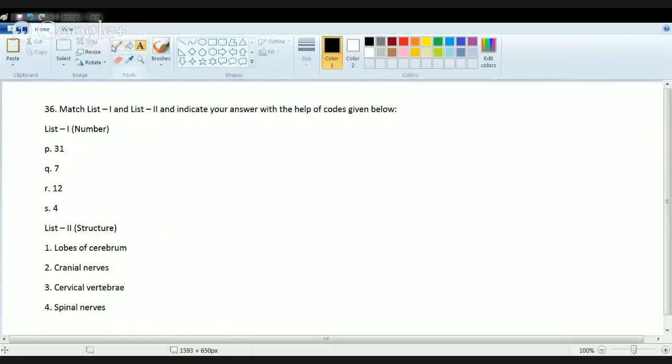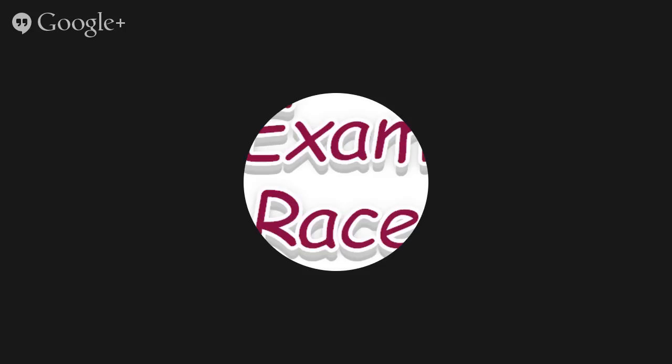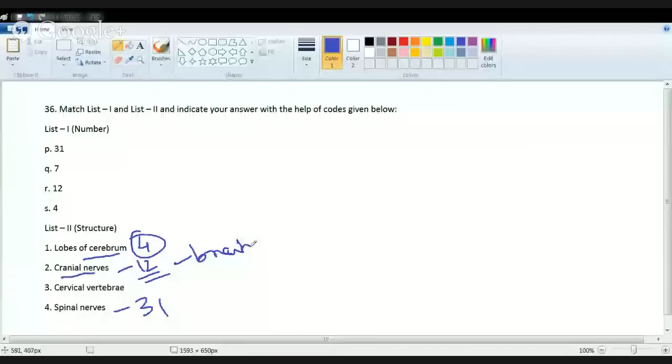So lobes of the cerebrum, you have 4 lobes. You have the frontal lobe, parietal lobe, occipital lobe, and temporal lobe. So 4 lobes of the brain. You have 12 pairs of cranial nerves which take to the brain. Then the spinal nerves which take to the spinal cord are 31 pairs. And finally, cervical vertebrae are 7 in number.